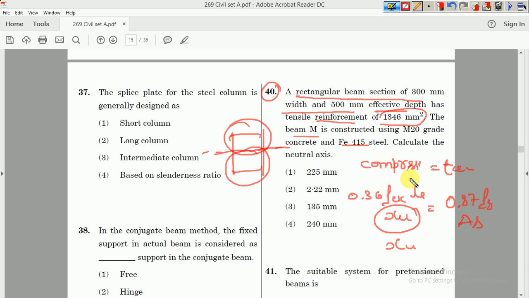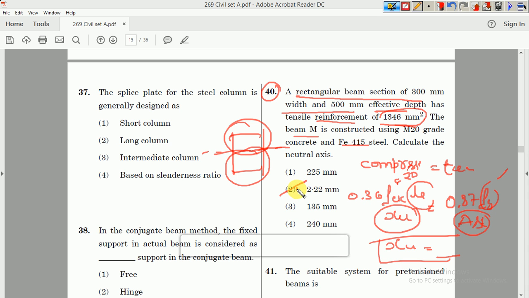xu will be what they are asking. Calculate the neutral axis depth, that is xu. Okay, you'll get it directly. fck is 20, they have given. fy is 415 steel. Area of the steel is 1346, that is given. b, everything is given. Find the value of xu. The answer for this is 225 mm. Don't get confused. Okay, this is the concept we need to follow over here.